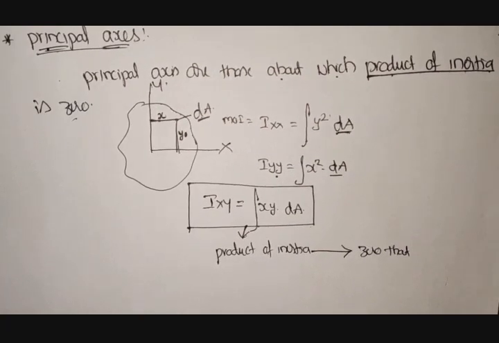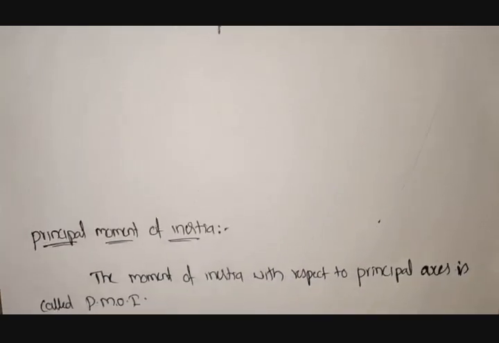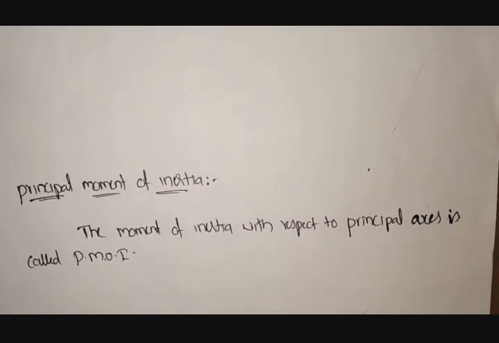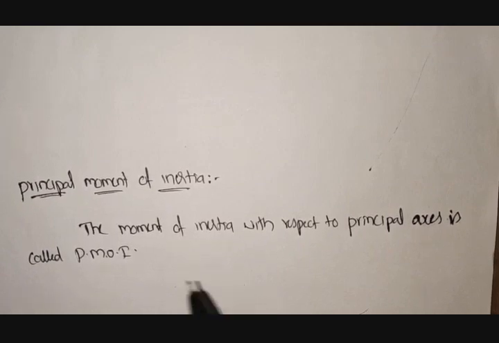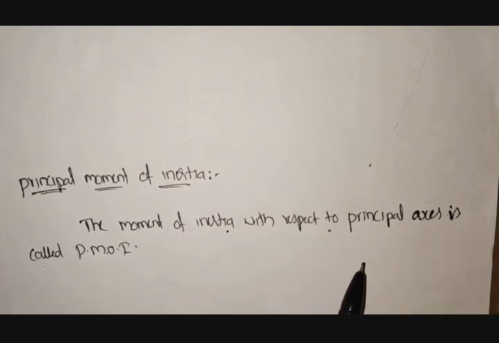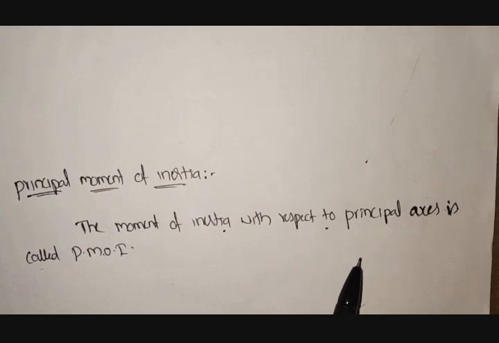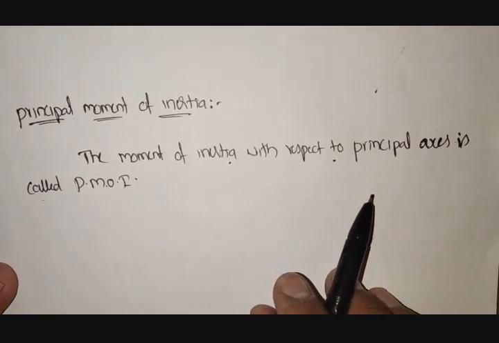Next, we are going to have the principal moment of inertia. We have discussed the principal axis; what is the principal moment of inertia? The moment of inertia with respect to the principal axis is called the principal moment of inertia. Now we will take another example to discuss it in detail.